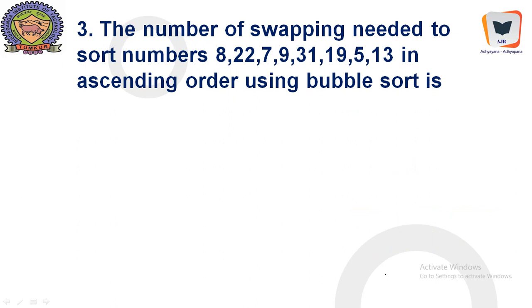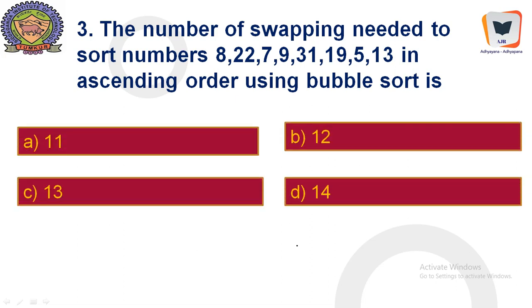Right. Question number 3. The number of swappings needed to sort numbers 8, 12, 7, 9, 31, 19, 5 and 13 in ascending order using bubble sort is. Actually, in bubble sort, in the worst case, as you recall, it requires n-1 iterations and n-1 minus i passes. That means in every iteration there will be a reduction of 1 comparison.